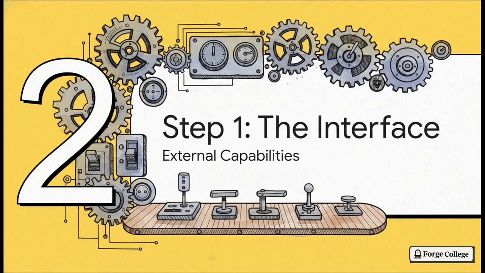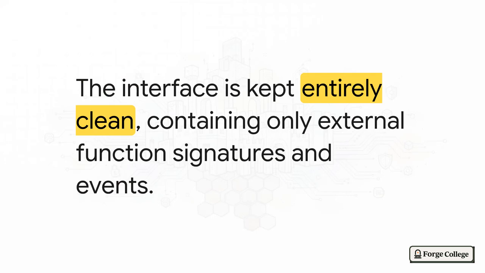Moving on to Section 2, which covers Step 1 of our build, the interface. Our first crucial file is iWidget.sol, which represents our external capabilities. Step 1 on our assembly line focuses strictly on the buttons and dials the user actually interacts with. Our interface is kept entirely clean and contains absolutely zero logic.